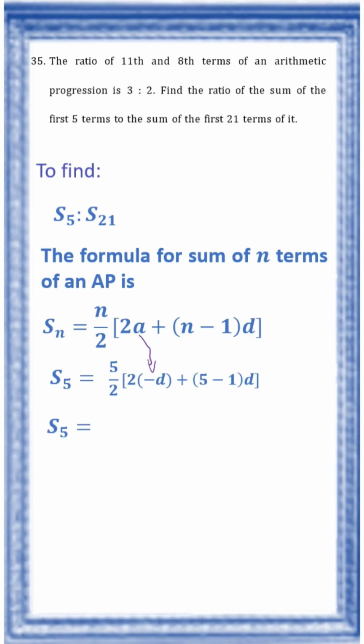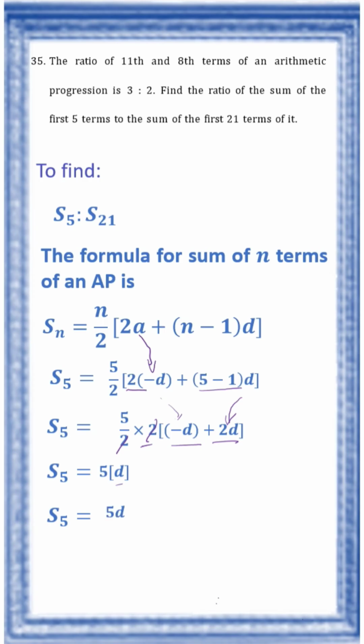So S5 is equal to 5 by 2, here common 2, this is 4. So I have taken 2 out. We got minus D here, 4D. I have taken 2 outside, so negative of 2D plus 4D. Here 2 and 2 get cancelled, so S5 is equal to 5 into 2D minus D. We got D, so S5 is equal to 5D.